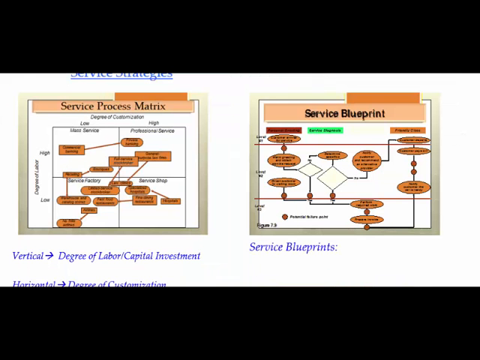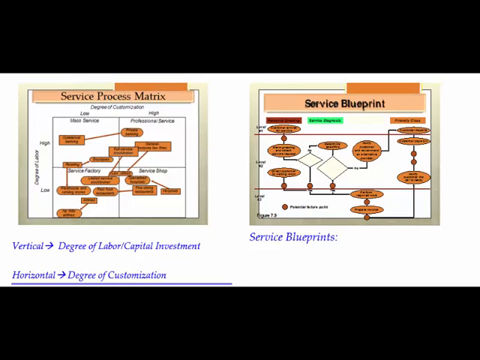So here's my diagram of the service blueprint over here, and we've got the levels 1, 2, and 3, and we talked a little bit in class about it, and I just want to make sure everybody understands. They just need to know kind of basically about service blueprints. What I really want to talk though about is this service process matrix here. This service process matrix is important to understand that there are 4 quadrants here as well: mass service, professional service, service factory, and service shop.